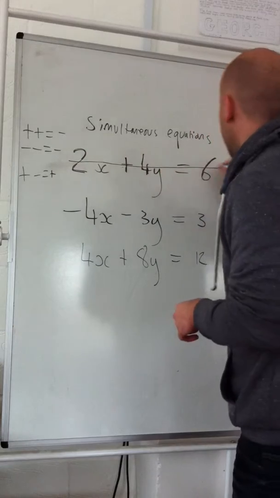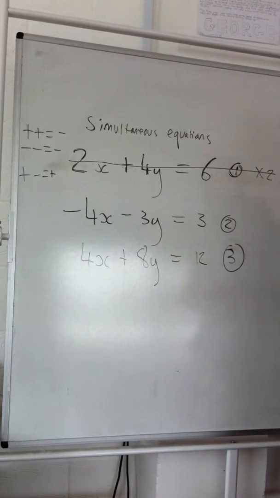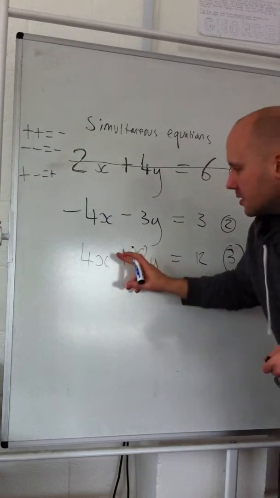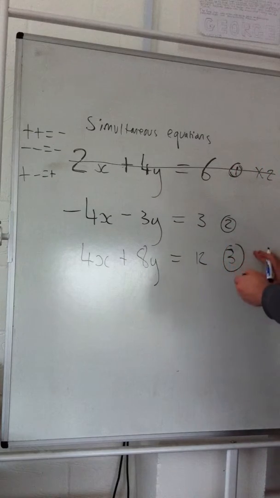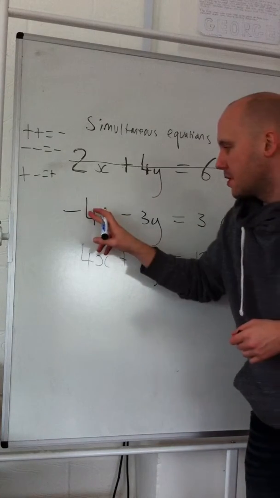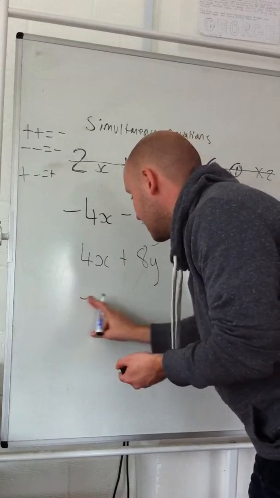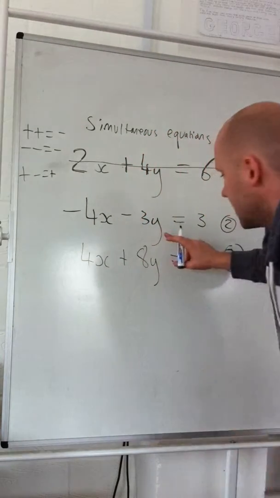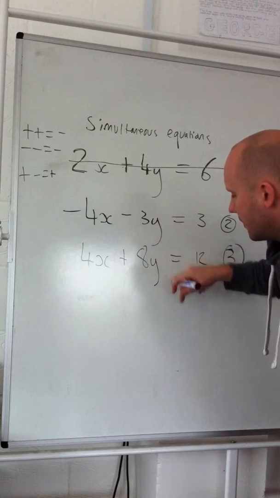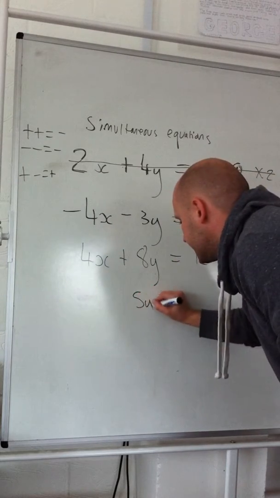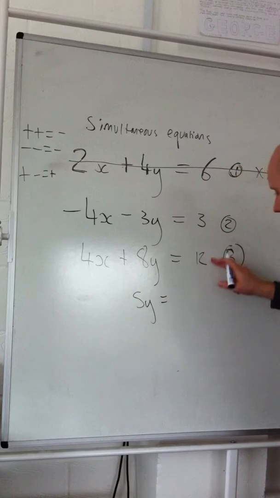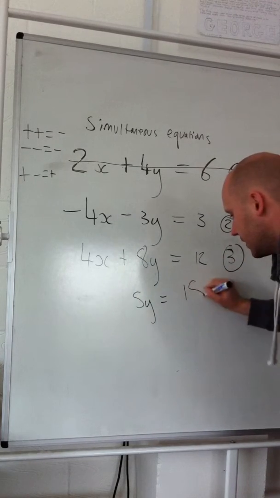And I'll put a line through that. I just tend to do that so you don't get mixed up. Okay? So we're going to add equation 2 to equation 3. So minus 4x plus 4x is 0. Okay? It's just 0, so we don't need to write anything. Alright, and then you've got minus 3y plus 8y, well that's 5y. And then what we've got is 3 plus 12, which is 15.